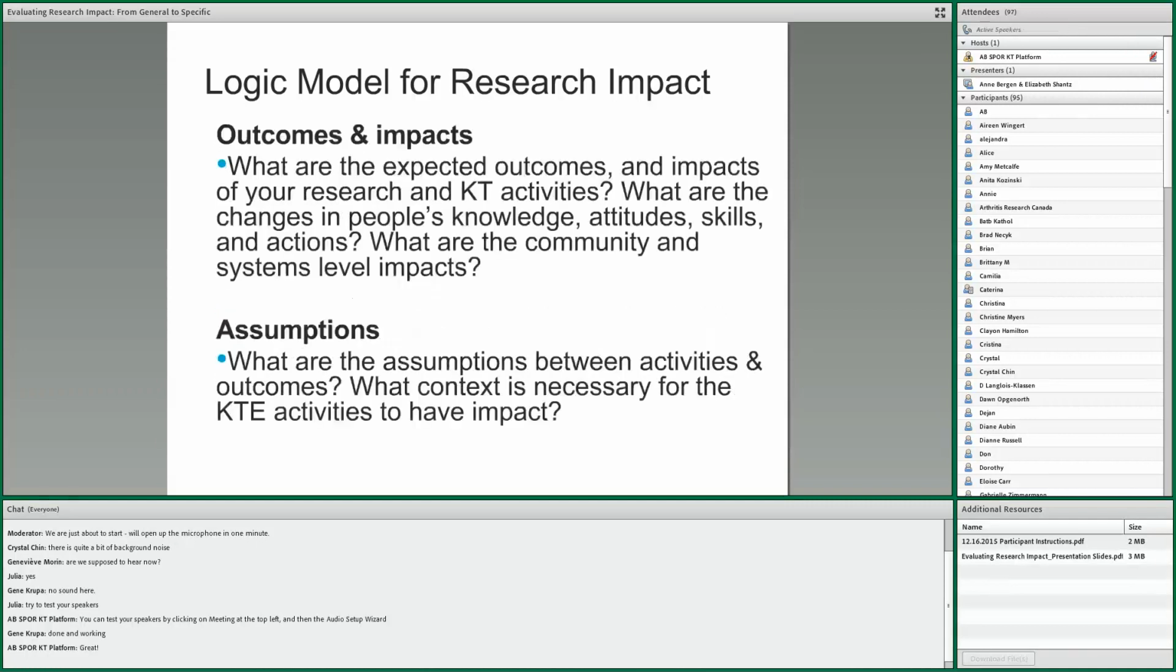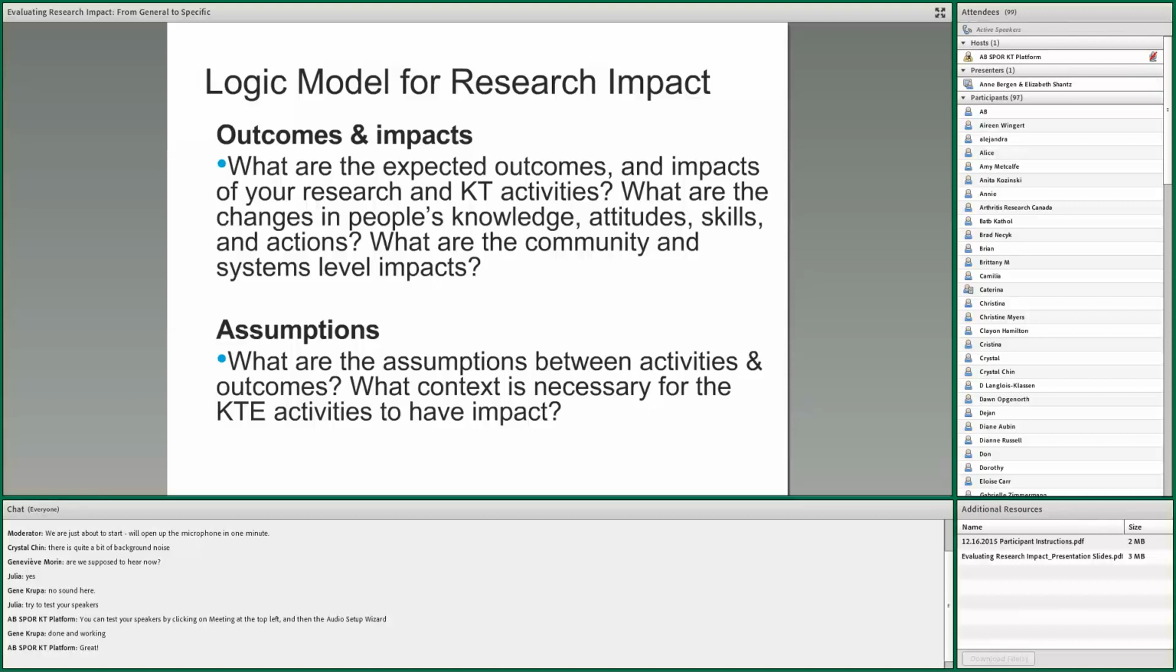Then you can go on to define what you expect in terms of outcomes and impacts. And you want to think about short-term changes, so changes in knowledge and awareness, that then lead into changes in skills and capacity and behavior. People change their decisions, they change their practice, they start to write new policies, and eventually we lead to system and community level impacts. Then you also want to think about the assumptions that link the activities and the outcomes.